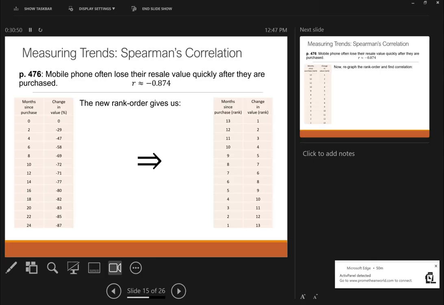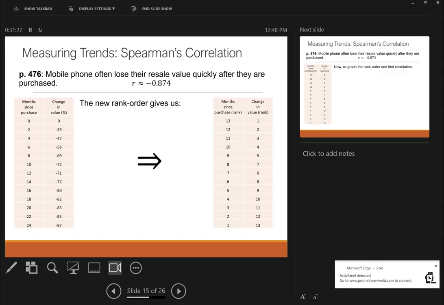Everybody okay with what I did there? Notice that the XYs didn't change pairings. So the biggest X, 24, is still paired with the smallest Y, -87, because 1, the highest rank X, is paired with 13, the lowest ranked Y. Everybody's okay? So I didn't change the pairings at all. All I did was redo the numbers from actual XYs to ranks. Everybody good?